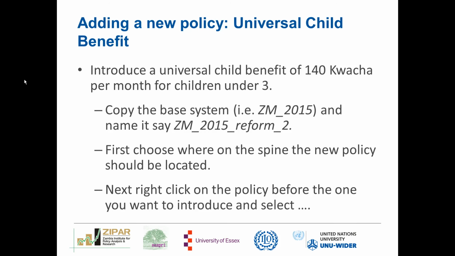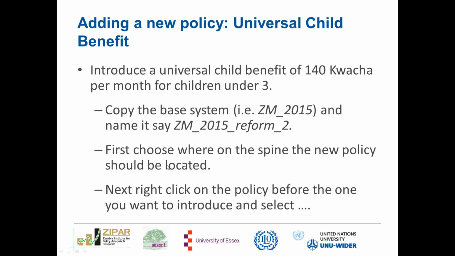Now we're going to look at adding a new policy, and specifically we're going to look at adding a universal child benefit. In this example, we're going to introduce a universal child benefit of 140 kwacha per month for children under 3. A few of the steps will be similar to the ones we've just done for changing the existing policy. The first step will be to copy the base system, which in this case is ZM_2015, and name it ZM_2015_reform_2, because we can't have the same name for more than one system.